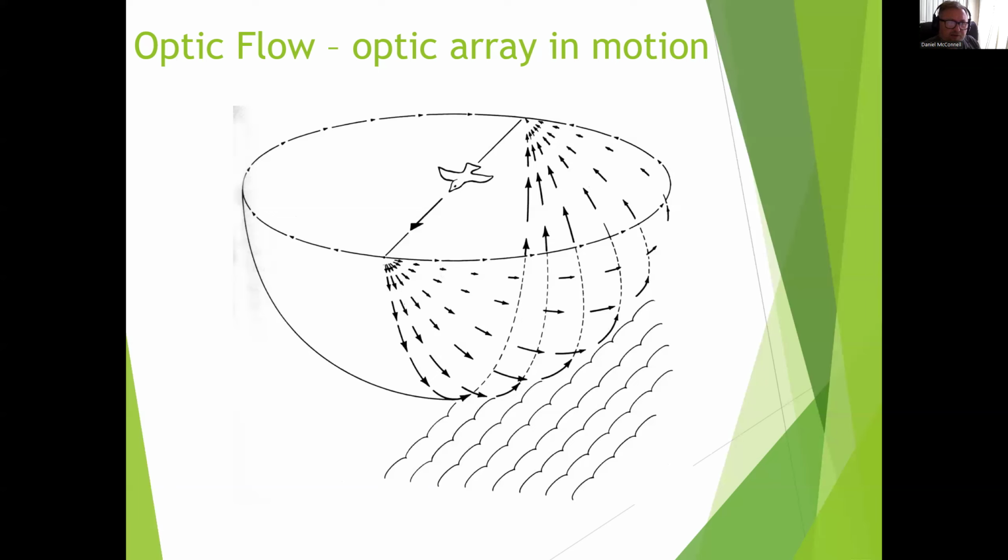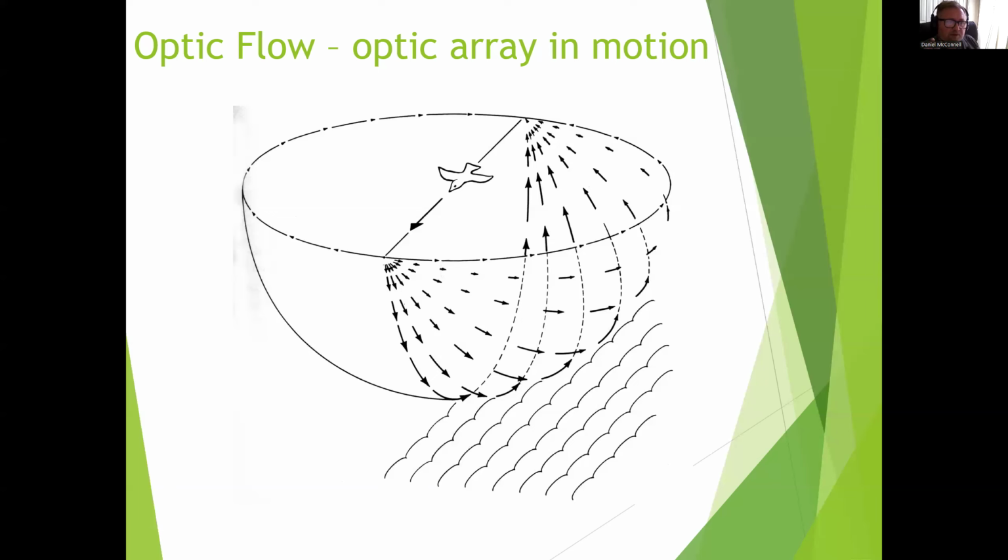So what does the focus of expansion tell us? It actually tells us where the bird is heading, right? So it specifies a state of affairs in the world. And in particular, this state of affairs in the world we're going to call heading. So from the perspective of the bird, we're going to suggest that the focus of expansion specifies the bird's flight heading. What is it flying toward?